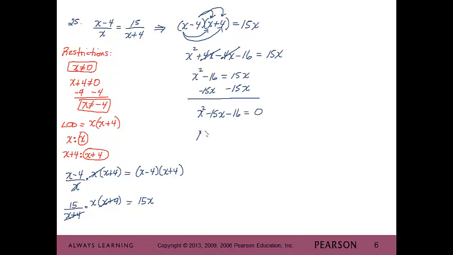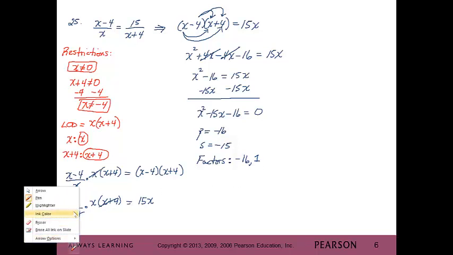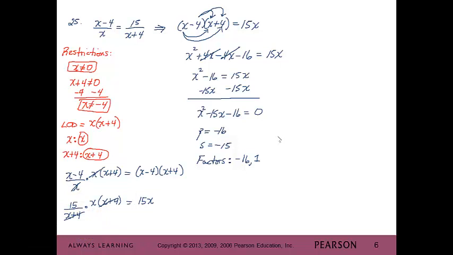The product is negative 16, and the sum is negative 15. So now you want the factors of negative 16 that will add and give you negative 15, and they are negative 16 and positive 1. So we can rewrite our equation as x minus 16 times x plus 1, and this will equal 0.